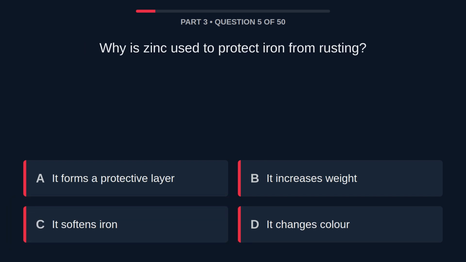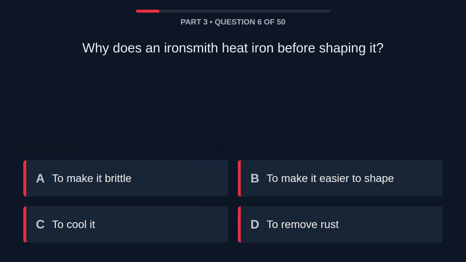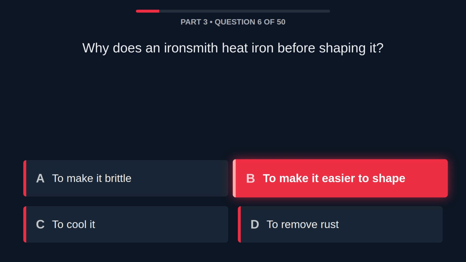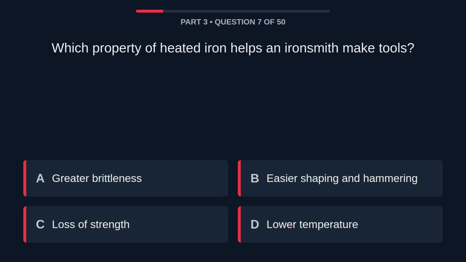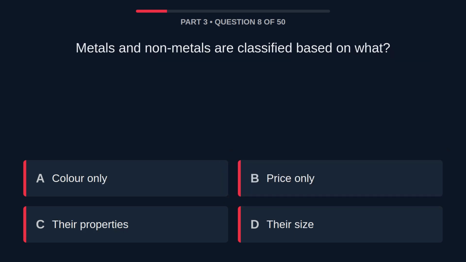Why is zinc used to protect iron from rusting? Why does an ironsmith heat iron before shaping it? Which property of heated iron helps an ironsmith make tools? Metals and non-metals are classified based on what?